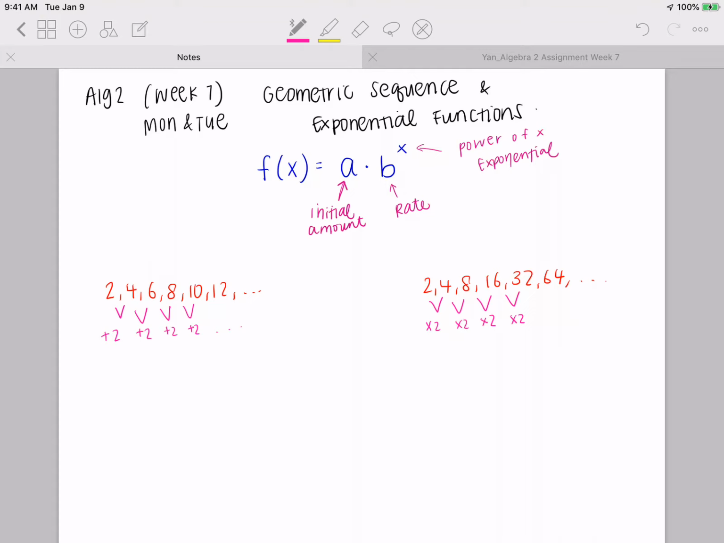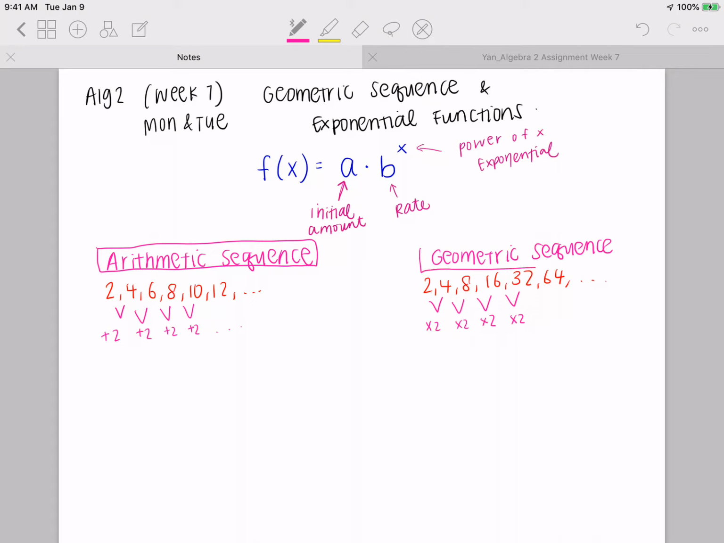Okay, and these two sequences, we have a name for each. The first one, when we add, we are talking about arithmetic sequence, which means you add exactly the same amount to get to the next number. And then this other one, where we multiply by exactly the same number, it's called geometric sequence. Okay, and we are focusing on geometric sequence today. We're not looking at arithmetic today.